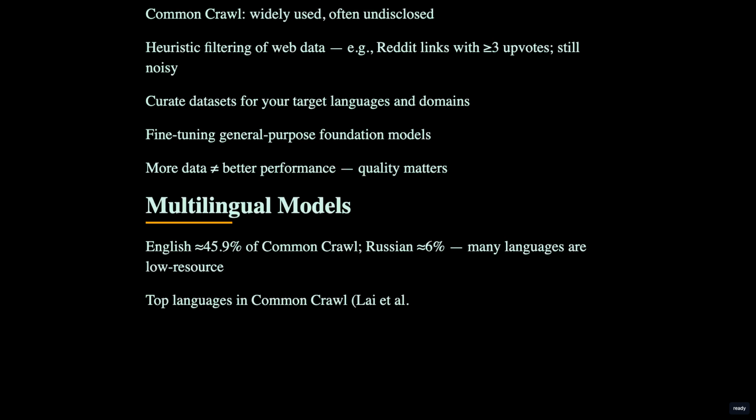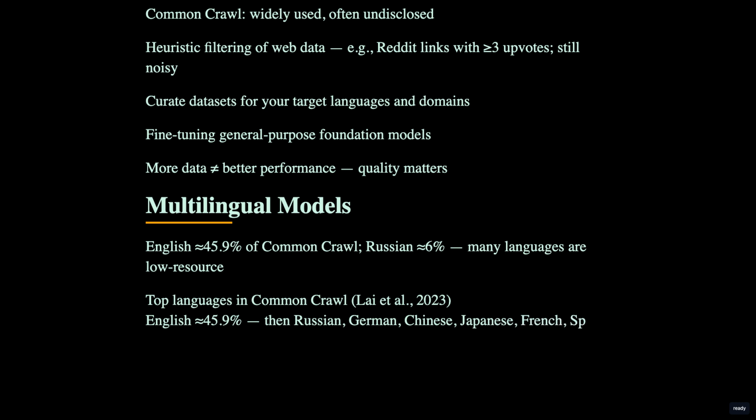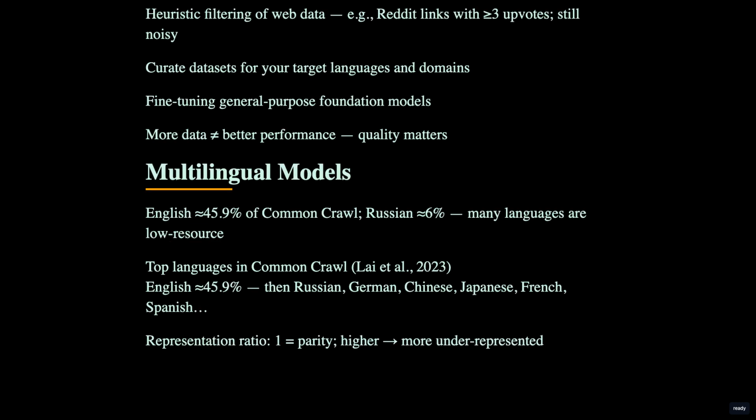The table reports language shares in Common Crawl. English dominates at about 46%, with several European languages and Chinese following at much smaller percentages. This mismatch between web crawl proportions and real-world speaker populations creates a dataset skew that can bias multilingual models toward English and the high-representation languages. Many languages with large speaker populations are still scarce in the Common Crawl.